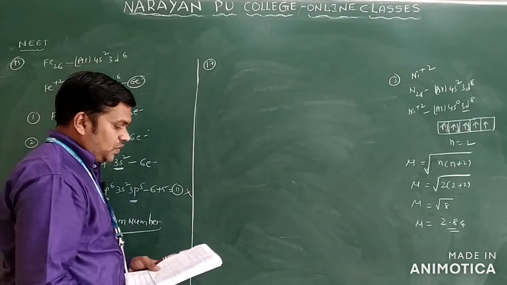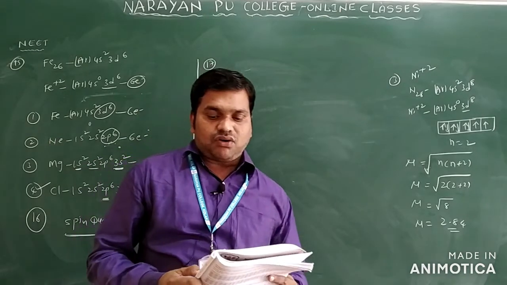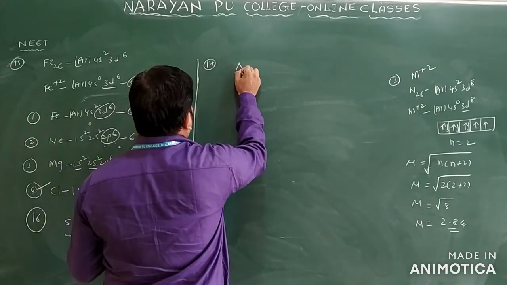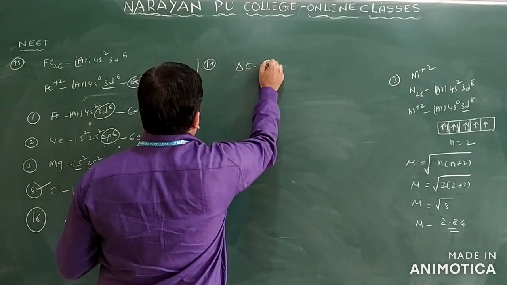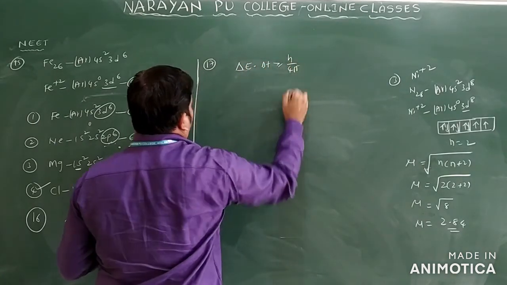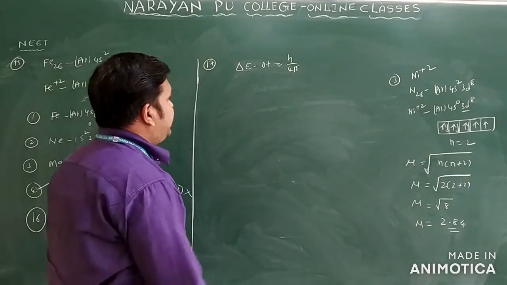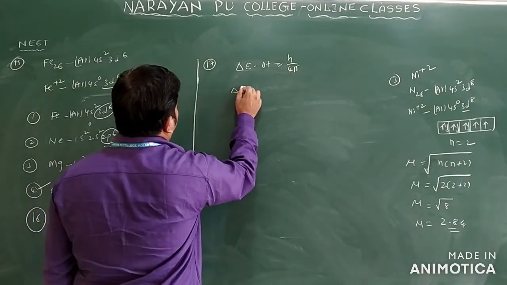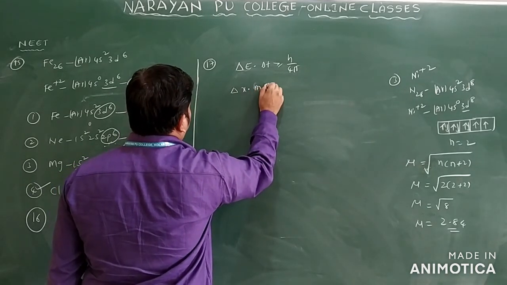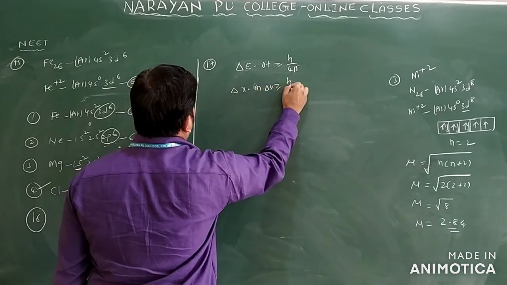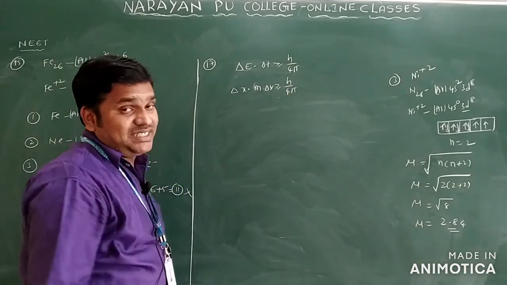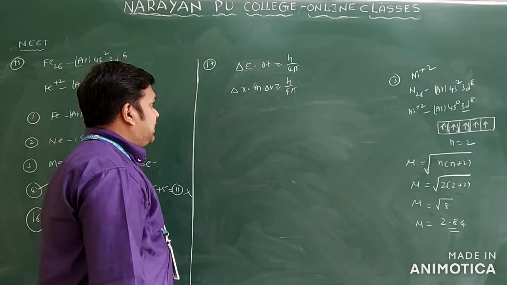Now we'll see question number 17 we have. Which one of the following is a wrong statement only? The first one is given Heisenberg uncertainty principle only. How they given here? Delta x into delta p greater than or equal to h by 4 pi is given. But we know the Heisenberg uncertainty principle, what we can know? Delta x into m into delta v greater than or equal to h by 4 pi only.